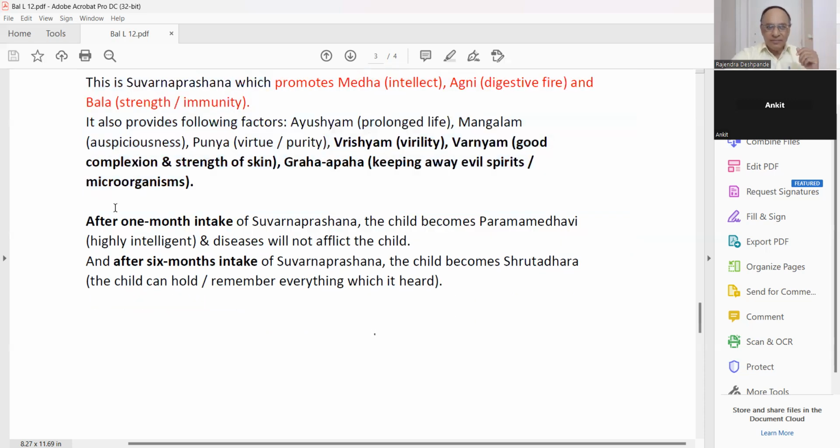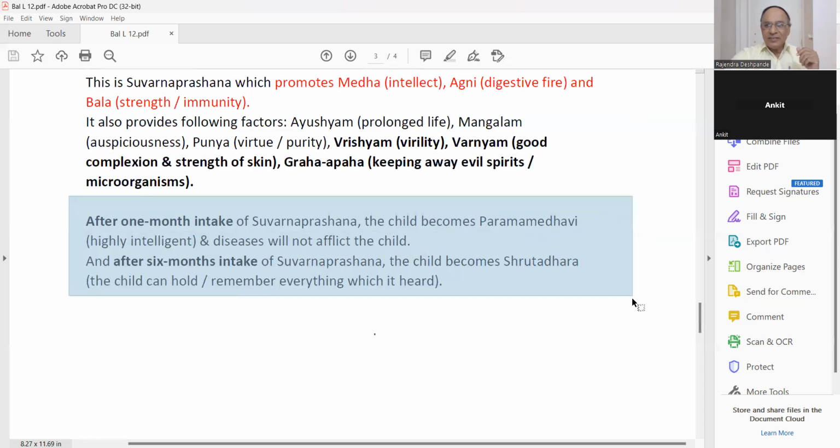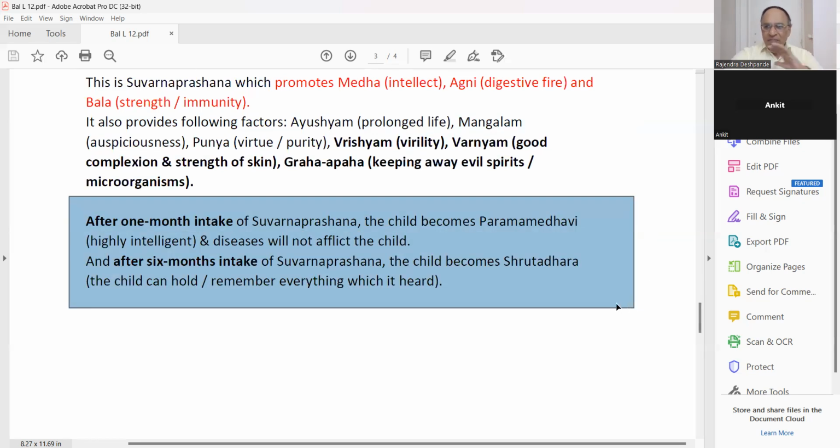After 1 month, what are the effects? If the child is given Suvarna Prashana for the complete month, the child becomes Parama Medhavi. Parama, highest rank, the most intelligent child, Parama Medhavi, highly intelligent, and diseases will not afflict the child. Swasthasya swastharakshanam aturasya vyadhi parimokshaha. These are the aims and objects of Ayurveda. This will be seen by Suvarna Prashana.